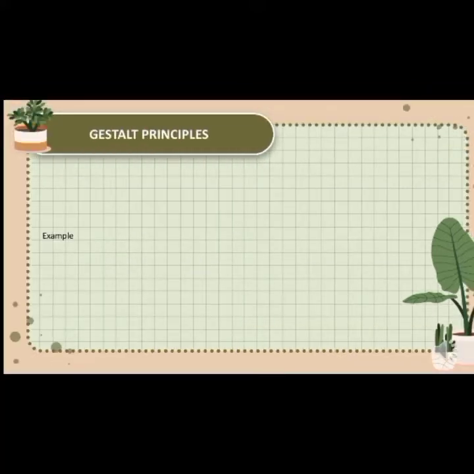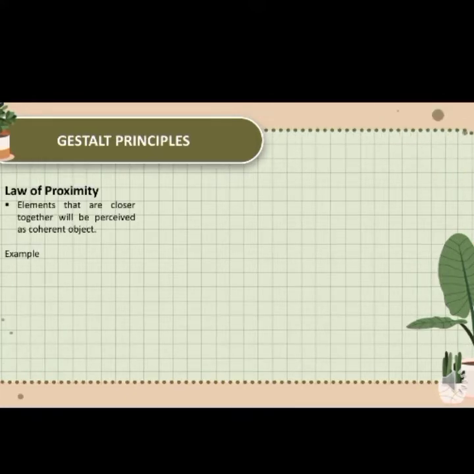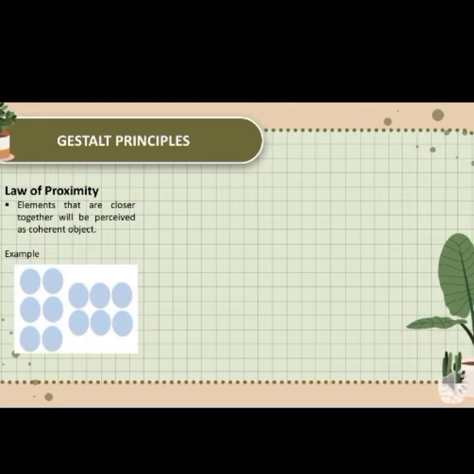The first principle of Gestalt theory is law of proximity. Elements that are closer together will be perceived as coherent objects. Example below. The circles on the left appear to be grouped in vertical columns, while those on the right appear to be grouped in horizontal rows.